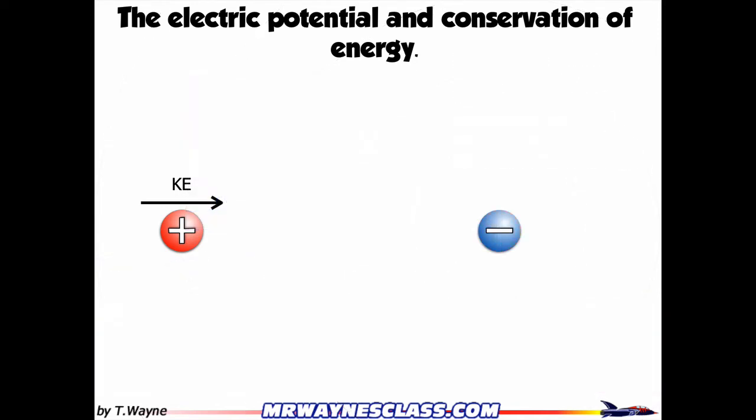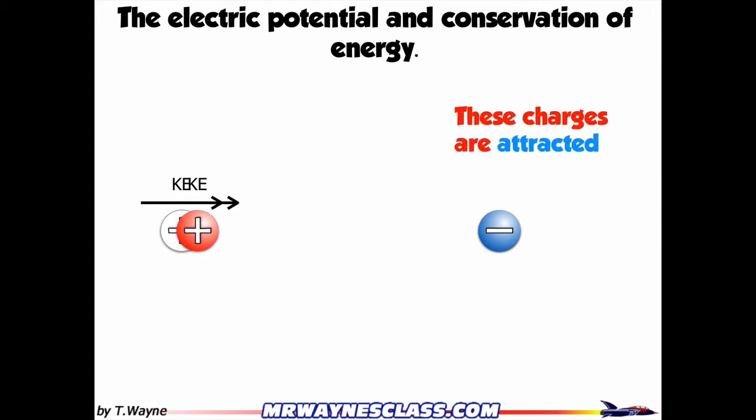So what happens if I change the charge to a negative sign? Well, with gravitational potentials, I didn't have to worry about this, but with electric potentials, I do have to consider it. So these two charges are attracted. This time, instead of losing kinetic energy, I'm going to gain kinetic energy. So it's going to go faster and faster as I move towards the negative charge.